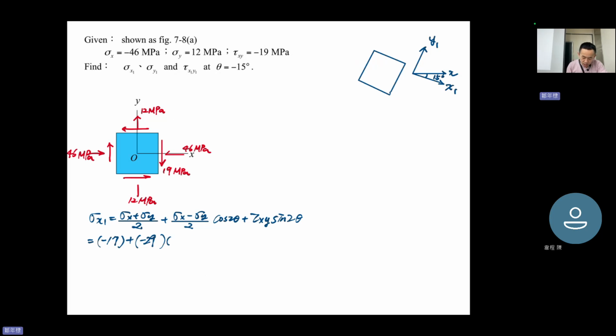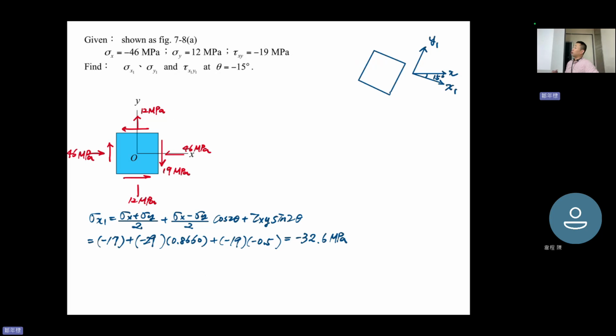N times 0.860. So this is cosine 2 theta plus minus 19 because tau xy is 19, minus 19. Sine 2 theta is minus 0.5. So you see they are all relevant. Okay, the sign does matter. Okay.